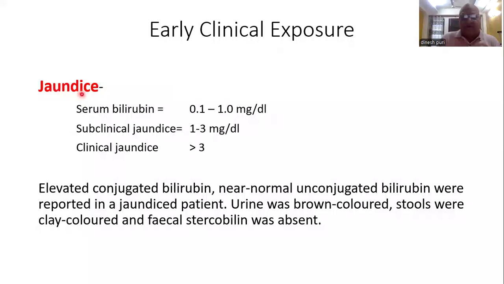And yet another step from our side, jaundice को आज हम discuss करेंगे, and this is the history of the patient. Elevated conjugated bilirubin, near normal unconjugated bilirubin, fecal stercobilin is absent, and the urine is brown colored and the stools are clay colored. This is the brief history of the patient.